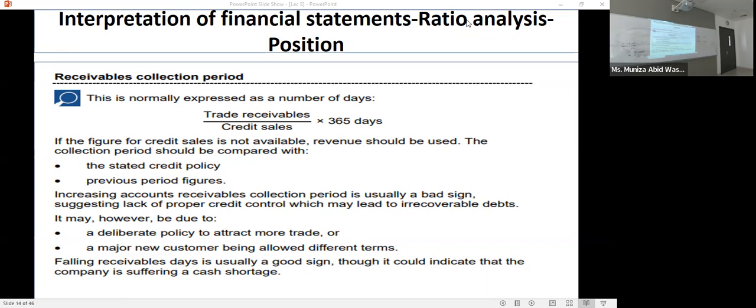So falling receivables, what is the meaning of falling receivables? That the receivables are falling. Is it? Receivables are going to fall and the company is going to have more cash. Normally it means that. Is it? So falling receivables is usually a good sign, though it could indicate that the company is suffering a cash shortage. Then why is the company going to suffer a cash shortage if the receivables are reducing?